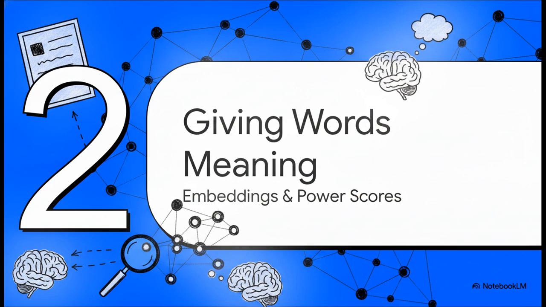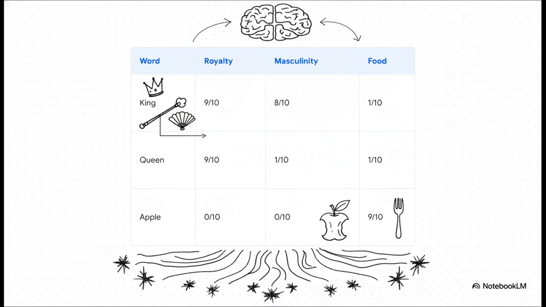Section 2. Giving words meaning, the magic of embeddings and power scores. Okay, so we have numbers, but numbers alone are boring. Imagine giving these numerical tokens a rich recipe of power scores. Take the concepts for king, queen, and apple. The model scores them across countless different dimensions. But to keep it simple for our explainer, let's just look at royalty, masculinity, and food scores.